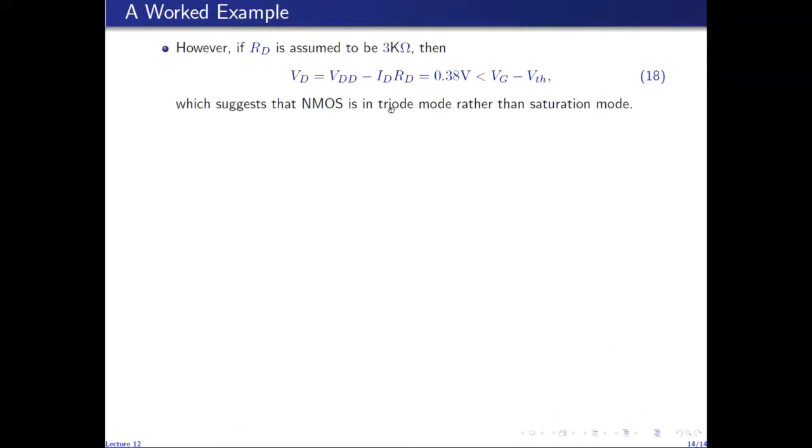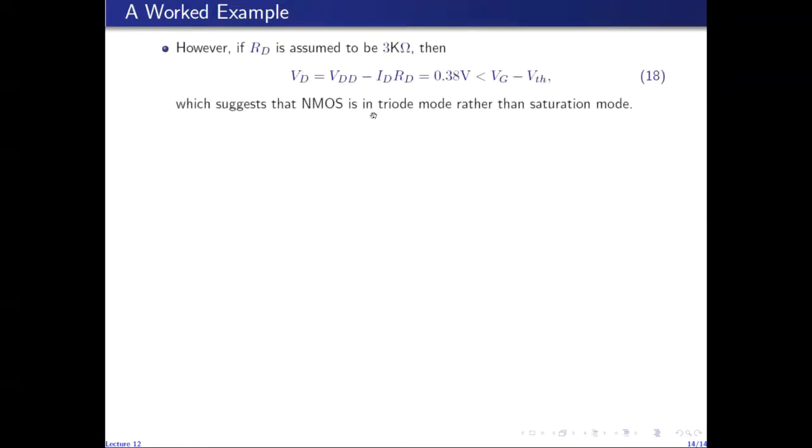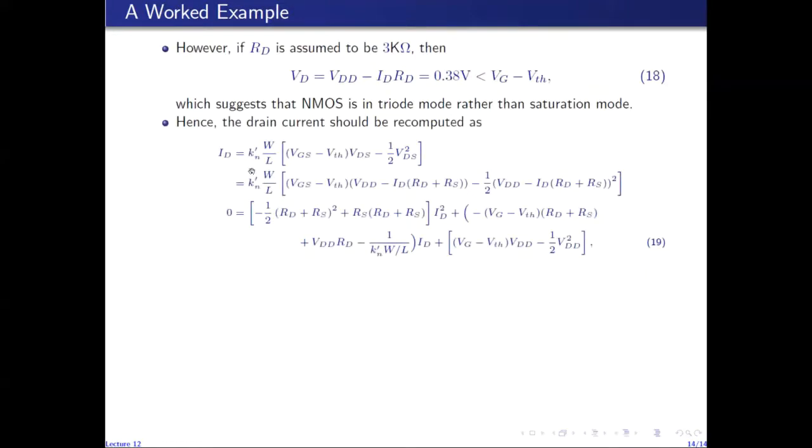So once we know that NMOS is in triode mode, we must recompute the drain current, because this drain current was computed using the expression for the drain current in saturation mode. But now that we have established that the NMOS is in triode mode, we should recompute the drain current using the triode mode equation. So you can open this square up. Again, this is a quadratic equation. We know all the values of the resistors. We know the threshold voltage. We know the process transconductance, the source voltage, W over L. We know VG. So we can solve this equation using the quadratic formula. And again, we'll get two roots, one of which will be valid and the other one will be extraneous.